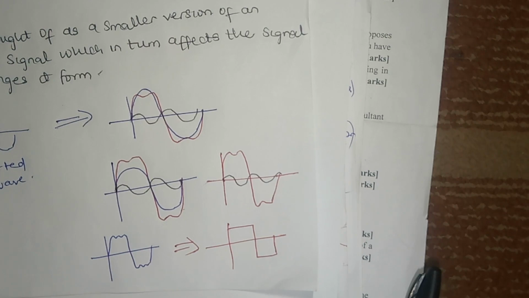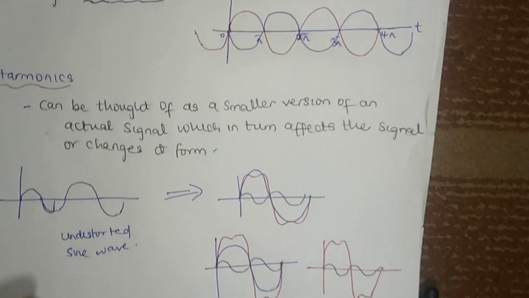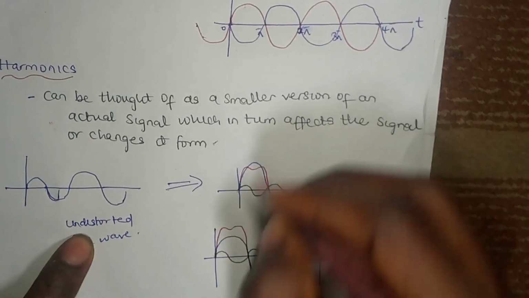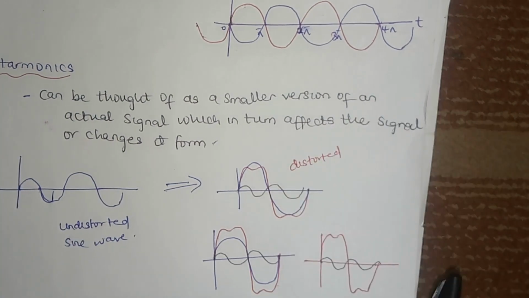Is the concept clear? Harmonics, at the first instance, you need to think of as a smaller version of an actual signal, which in turn affects the signal or changes its form. Here is an undistorted sine wave. Here is a distorted sine wave. And I showed you that this distorted sine wave has a component of the original message, or the original sine wave, in addition to harmonics.